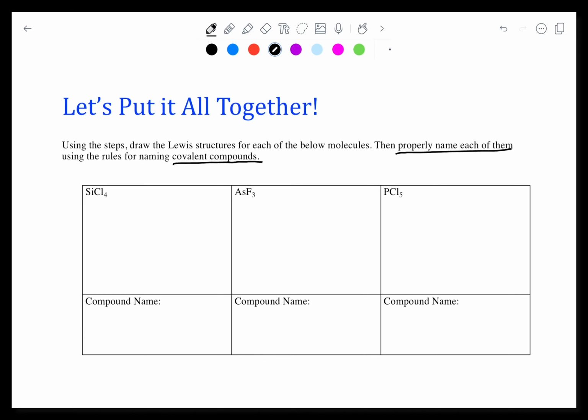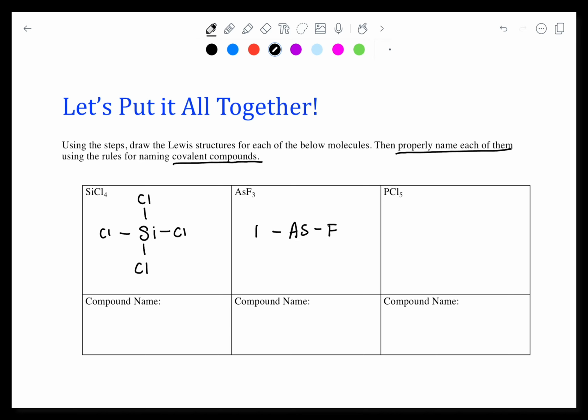Okay, for time purposes, I'm just going to draw the Lewis structures so that you can check your own work for Lewis structures. If your Lewis structure doesn't match mine, please make sure you're checking your Lewis structure rules to make sure you followed them accordingly. So SiCl4 looks like this. We're going to pretend that there's lone pairs on those chlorines that I'm just not going to draw today for time purposes.